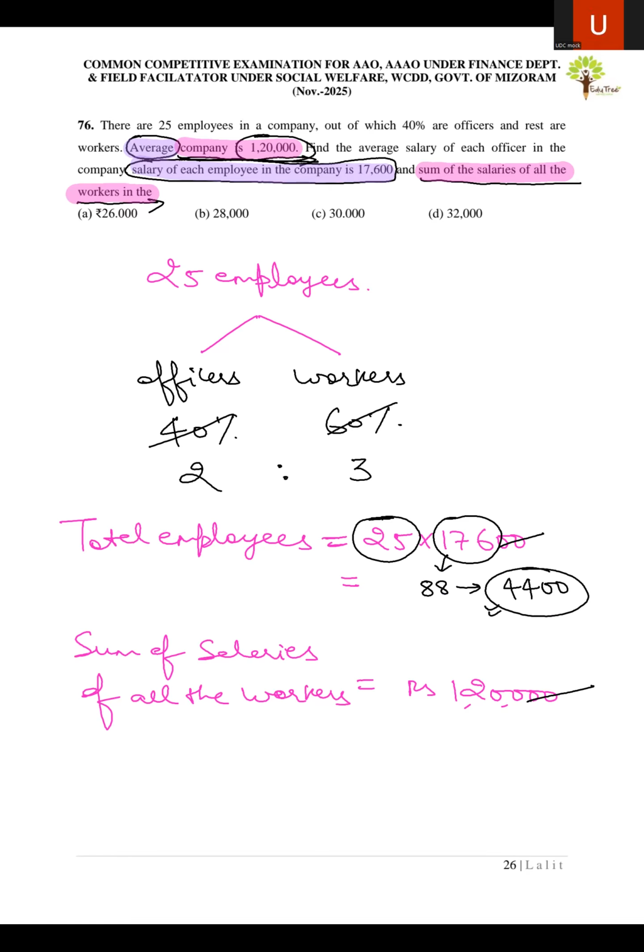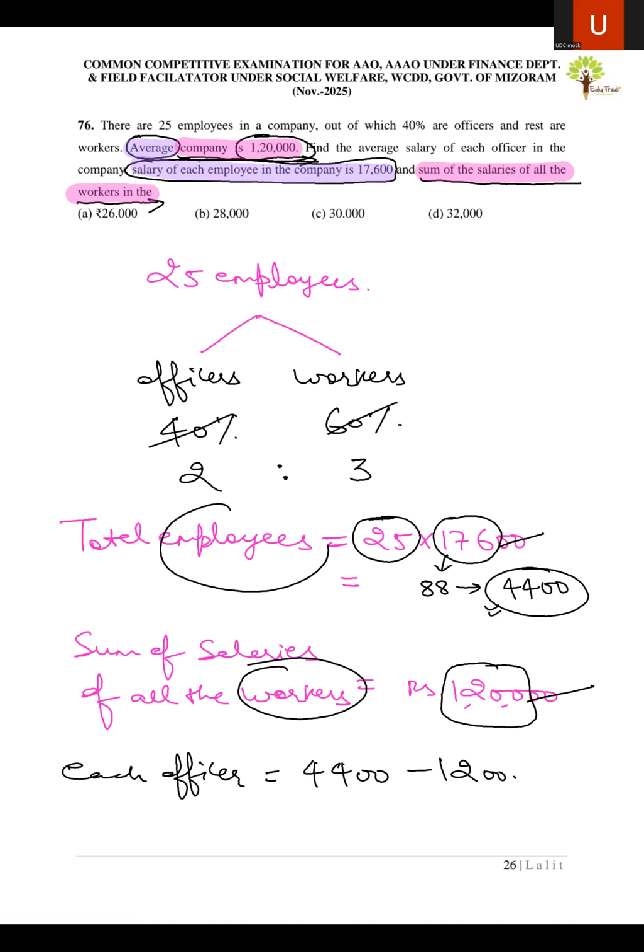All right. And then the sum of salaries of all the workers is how much? This will be equal to 1200. What are they asking? They're asking to find the average salary of each officer. All right. We have to find the average salary of each officer. So can I say 4400 minus 1200? That is total employees minus all the workers. If I subtract workers' salary from total, I'll get how much?